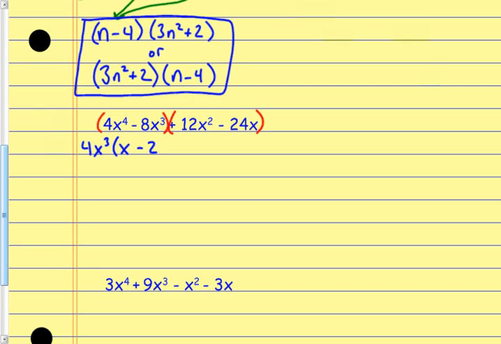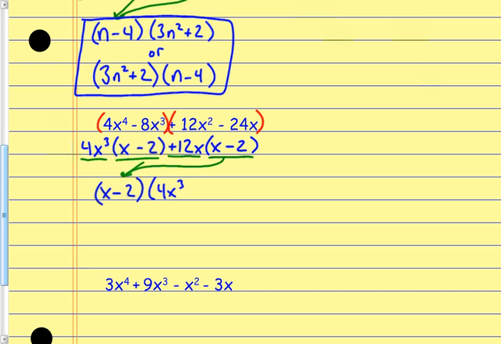Out of the second group, the 12x squared minus the 24x, I can factor out a positive 12x. And if I were to divide that out, it leaves me with an x and a minus 2. So now I see once again that I have a common polynomial here. So I write that common polynomial in one location. And if I were to write that common polynomial, the x minus 2 here, it leaves me up here with the 4x cubed and a plus 12x squared. So that's my other factor here.